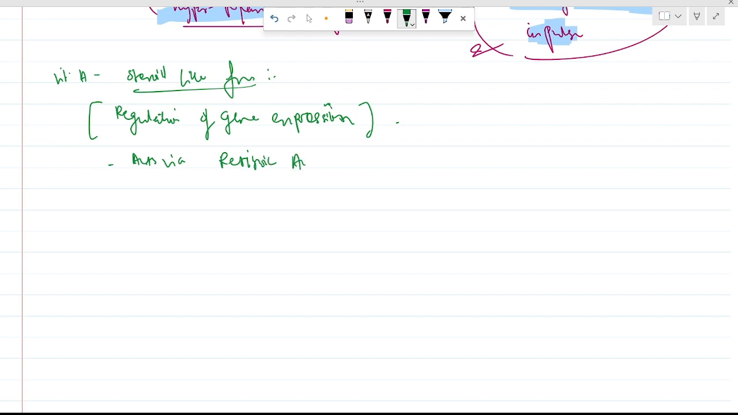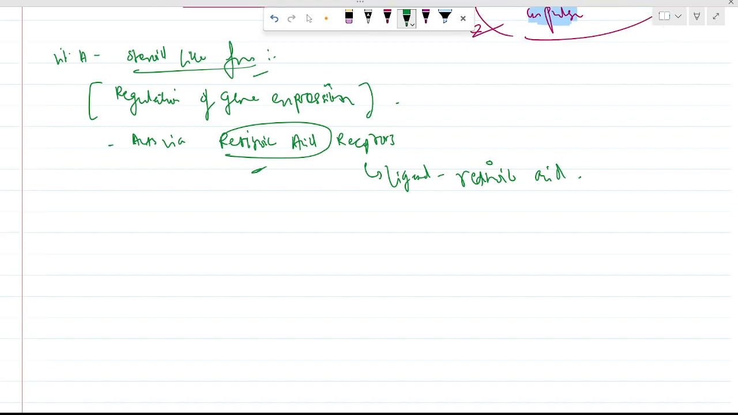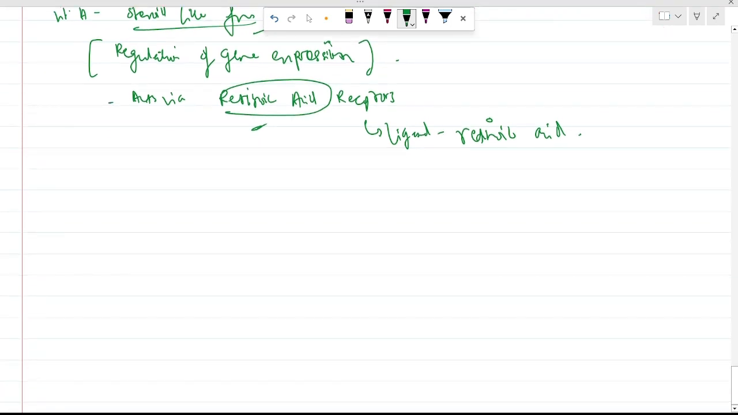Steroid-like function, this vitamin A acts via retinoic acid receptors. For these receptors, remember the ligand is very simple, retinoic acid. The ligand for this retinoic acid receptor is retinoic acid. So this is vitamin A's steroid-like functions.